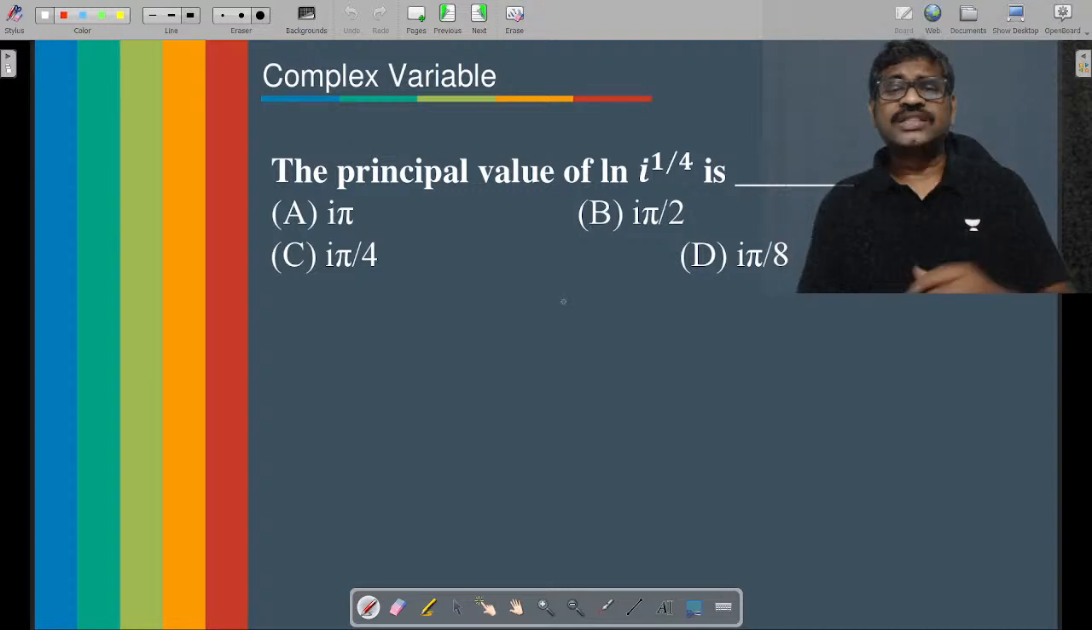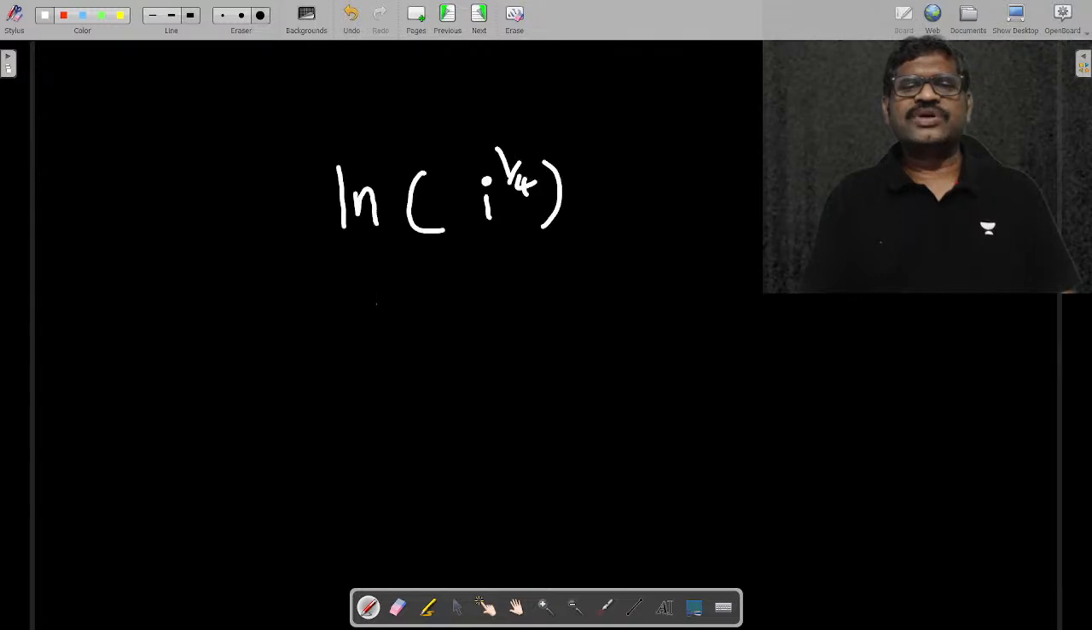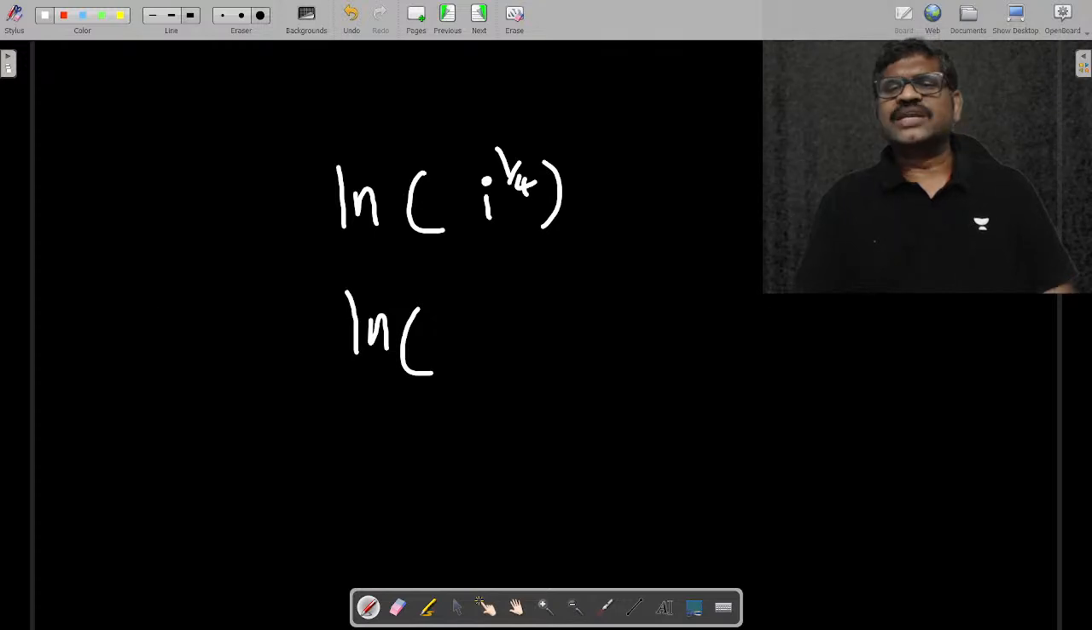The principal value of log i^(1/4) is log i^(1/4), that is nothing but i means e^(i pi/2).